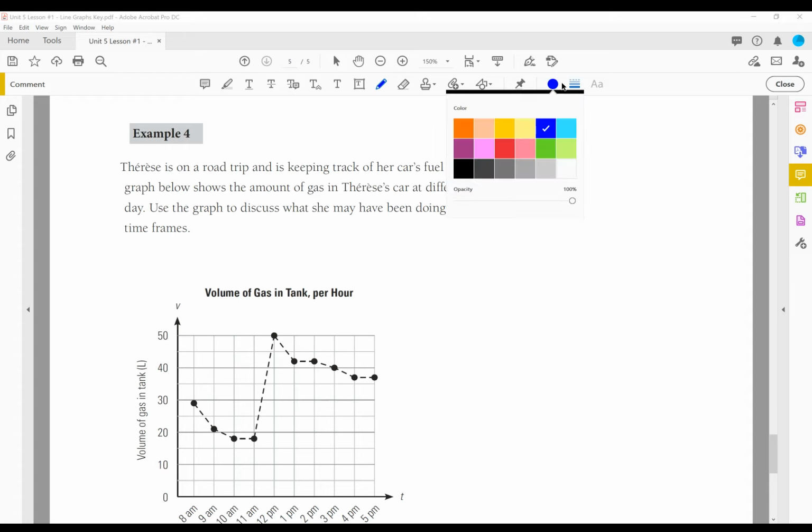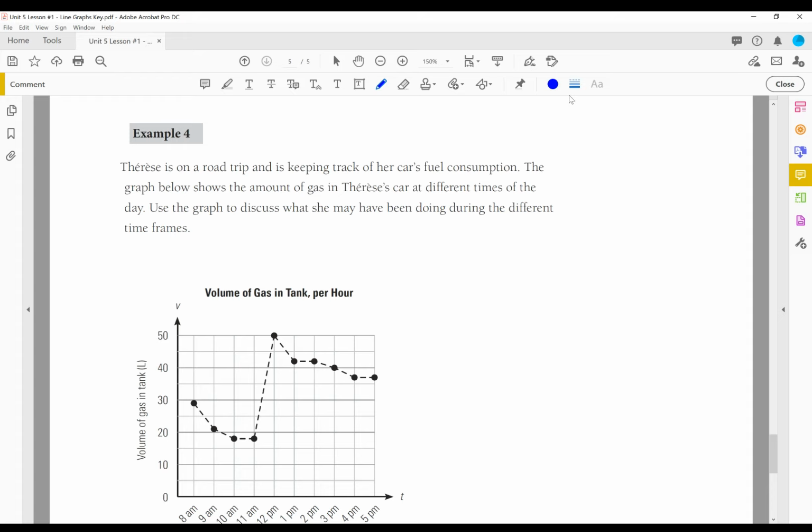Okay, here's the last video for this section for lesson 1. Example 4, it says, Therese is on a road trip and is keeping track of her car's fuel consumption. So that's how much fuel a car uses when it's driving. The graph below shows the amount of gas in Therese's car at different times of the day. Use the graph to discuss what she may have been doing during the different time frames.